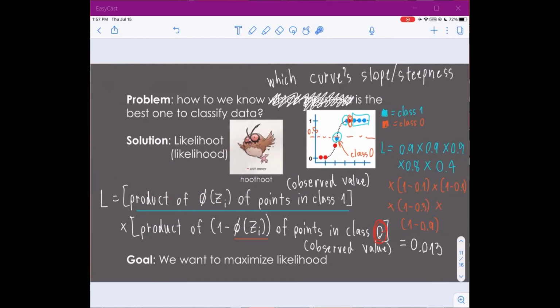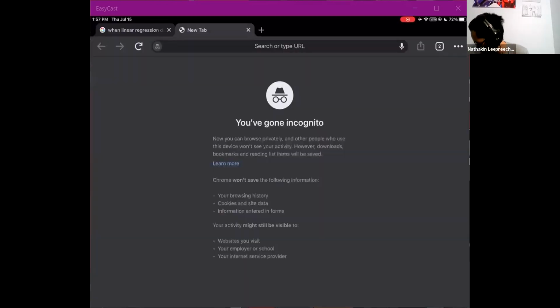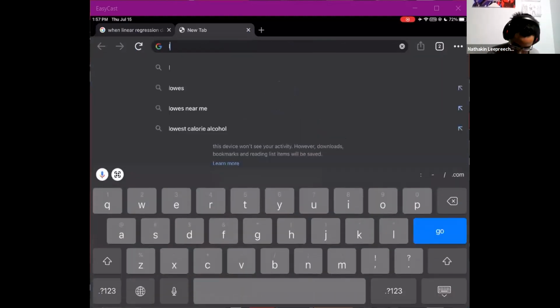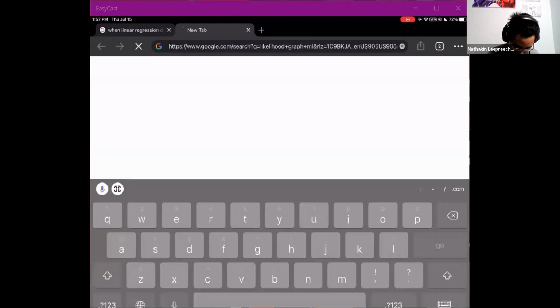So you're going to get some kind of likelihood function, and you'll find that it looks like a bell curve, or I'm not sure if that's the visualization of it. I don't think I put that down here. Sorry, I didn't put that down. Let me look up a likelihood graph for machine learning.